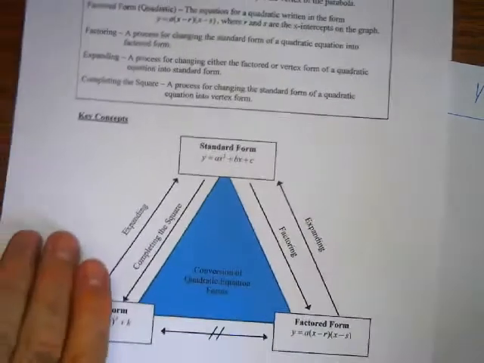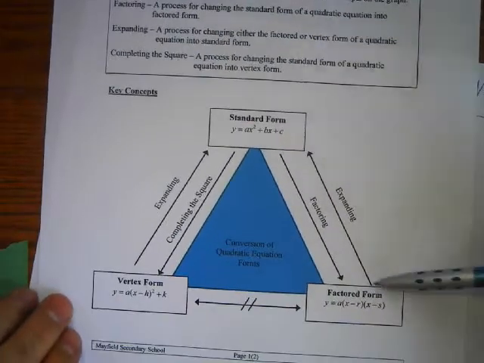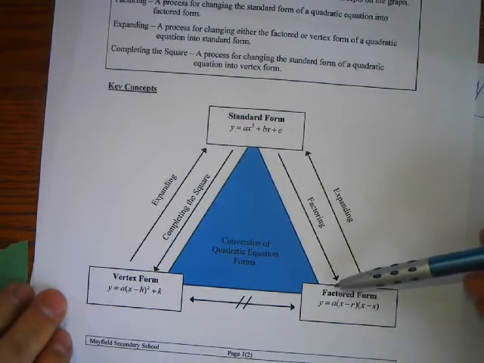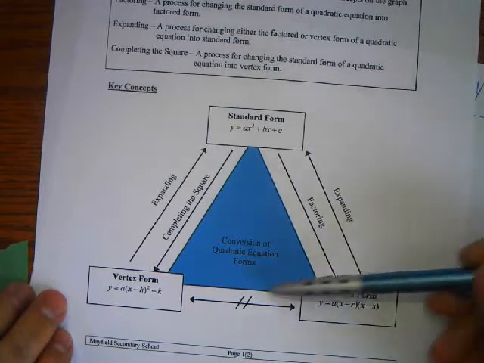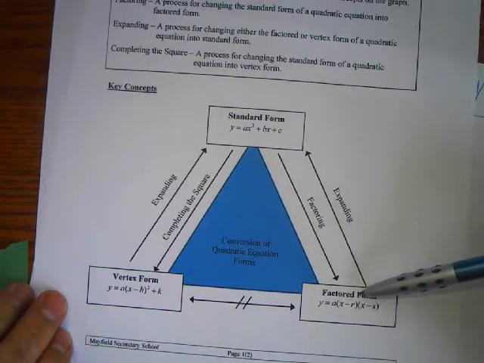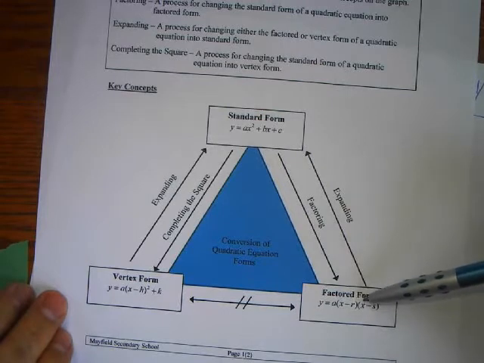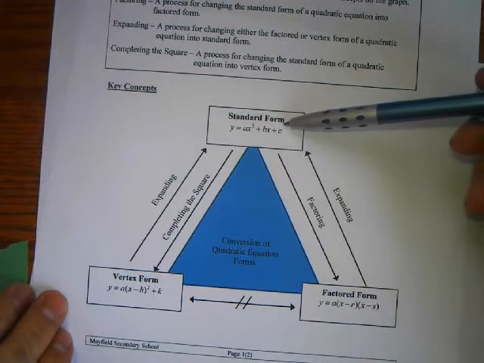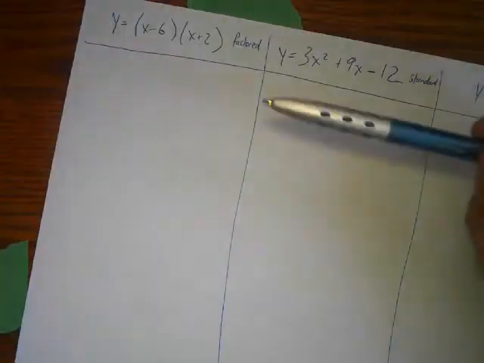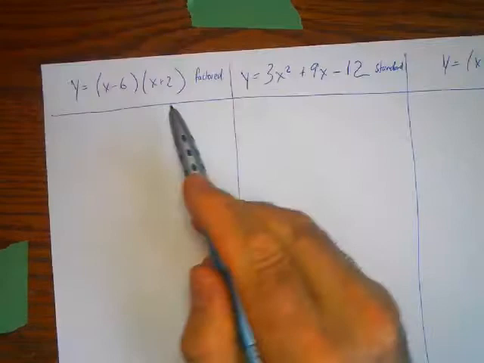Okay, so if you remember, if I already have it in factored form, I really don't have a choice as to what I do first, because I can't go get the vertex form directly. So what I'm going to have to do in this case, if I'm given factored form, first I create standard form, and then from standard form I create the vertex form. Okay, so here's my example.